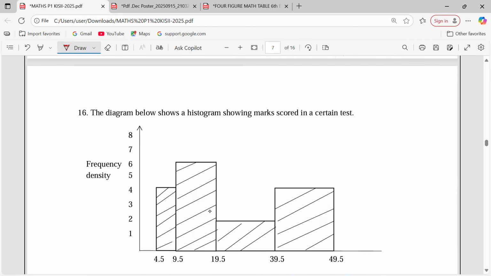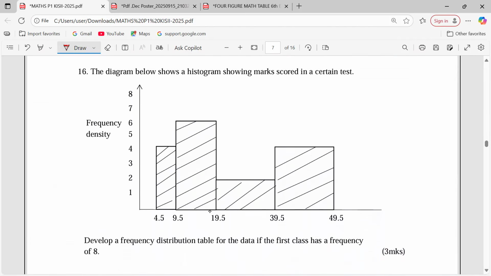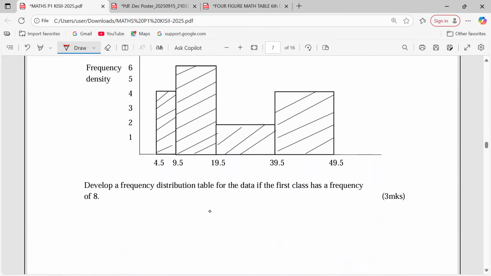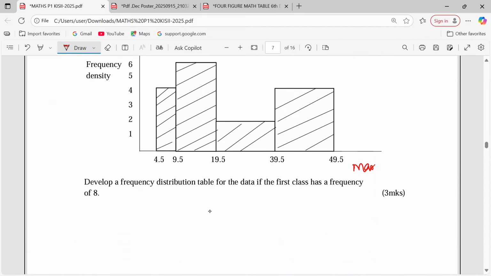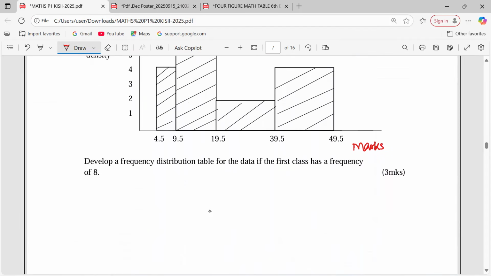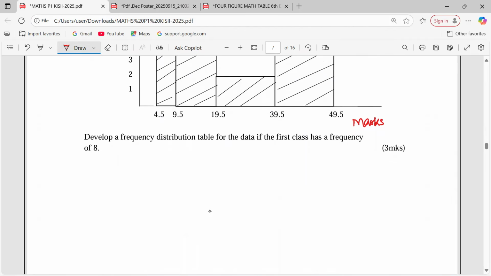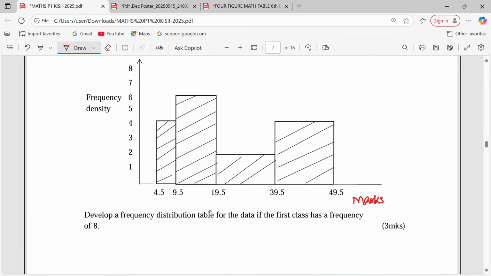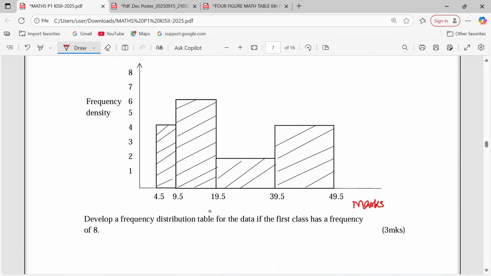Number 16, whereby we are now winding up. Look at number 16. The diagram below shows the histogram showing marks scored in a certain test. We have frequency density, then we have the classes showing the marks. Draw a frequency distribution table for the data, if the first class has a frequency of 8.